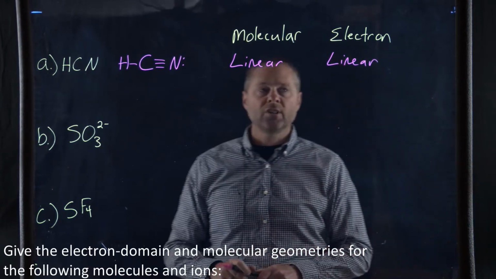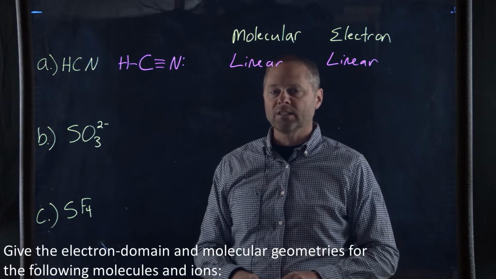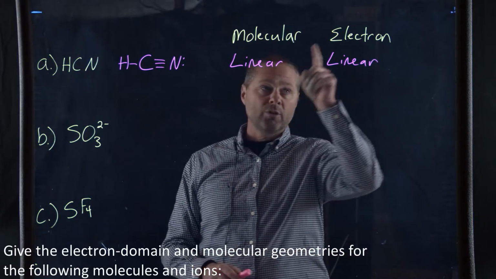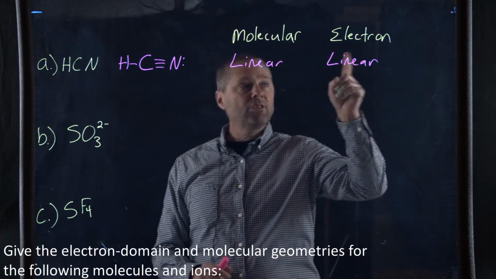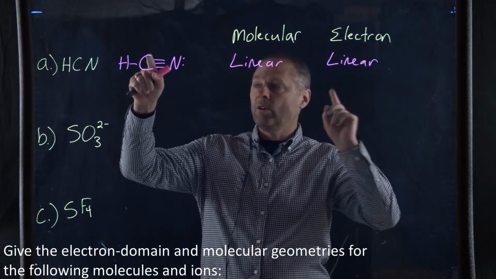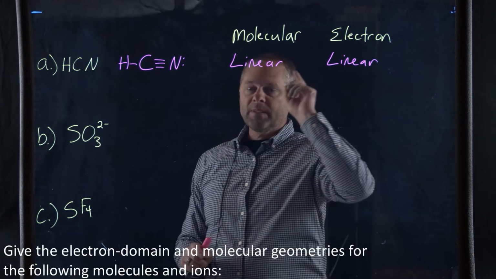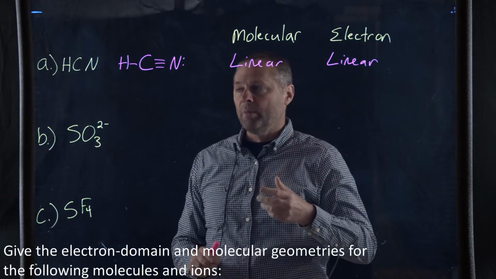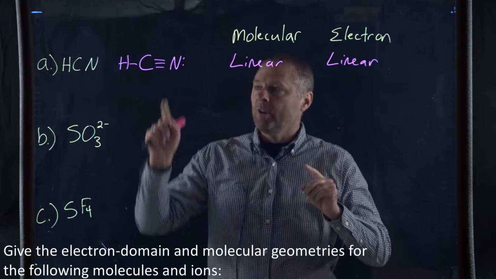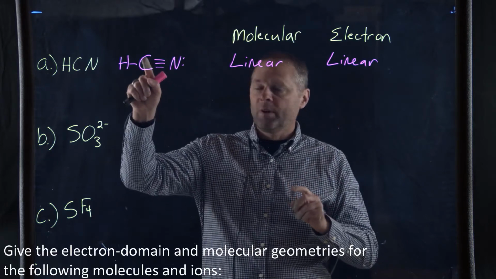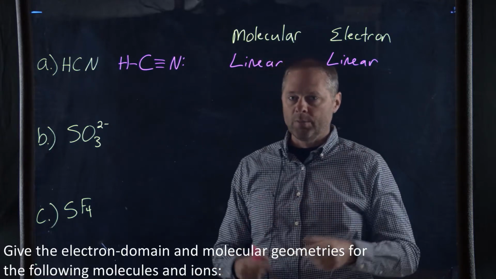As well, the electron domain is going to be linear. If there aren't any lone pairs of electrons on the central atom, the molecular geometry and the electron geometry are going to be one and the same. The electron geometry is going to account for any lone pairs of electrons that happen to be on the central atom. If it's the molecular geometry, you don't worry about the electrons on the central atom. And as I mentioned before, if there aren't any lone pairs of electrons on the central atom, the molecular geometry and the electron geometry are going to be one and the same.